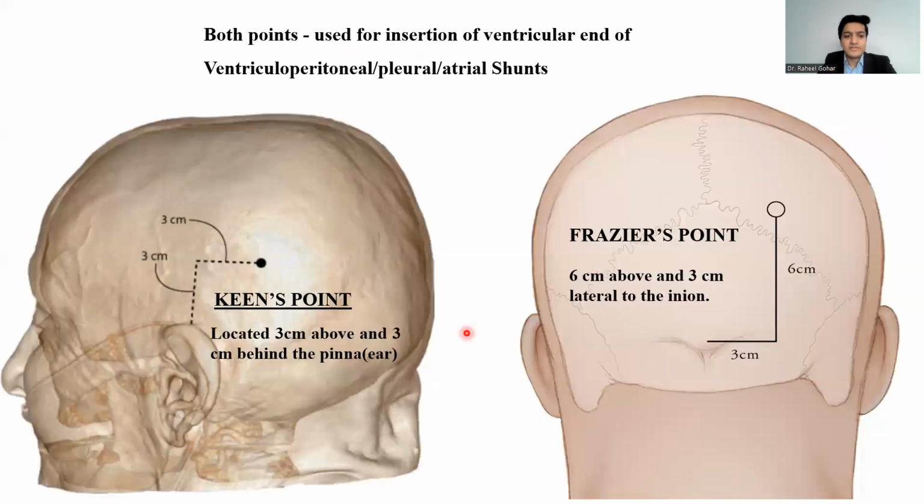There are two more points which are known as the Keen's point and the Fraser's point. There is one more point which is known as the Dendy's point. I'm going to discuss it as well. So what is Keen's point and why are these points used? These points are also used to gain the intraventricular access.